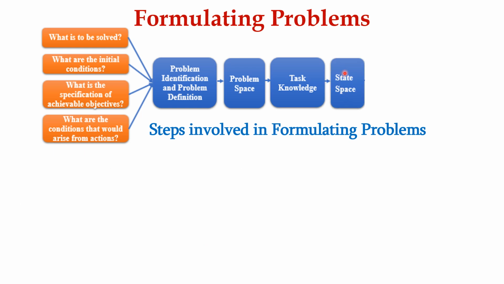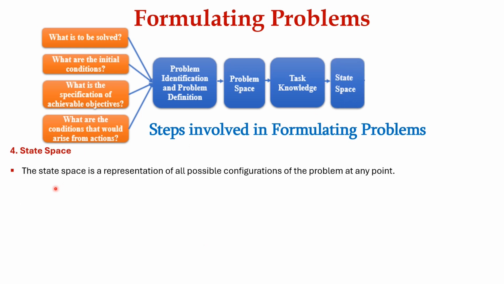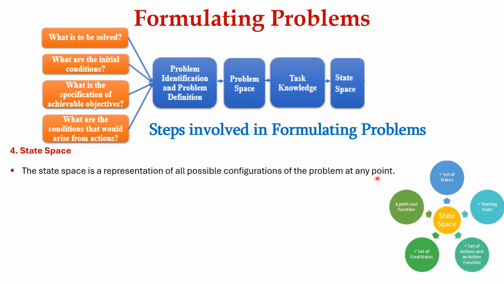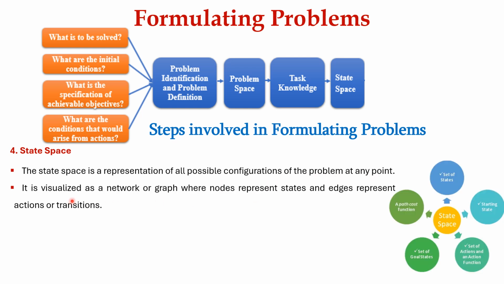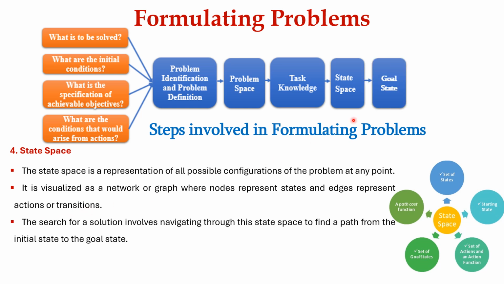The fourth step is state space. State space is a representation of all possible configurations of a problem at any point of time. It is visualized as a network or a graph where nodes represent the states and edges represent the actions or transitions. Finally, there is the goal state.